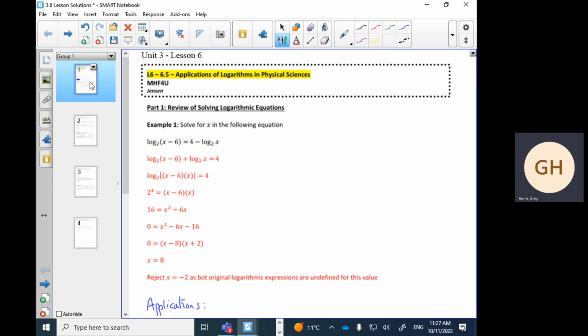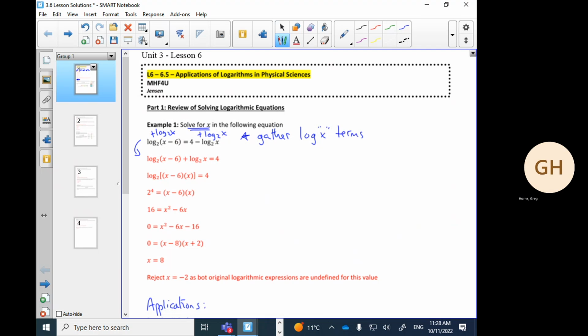But we'll need the skills that we've worked on here, so I'll go over the first part with you. This is from the solution that's posted on the Jensen site. I'm going to help make sense of what he wrote here. When solving for x, you want to get x all together, so you're going to gather the log x type terms. The next line was gotten by adding log base 2 of x to both sides.